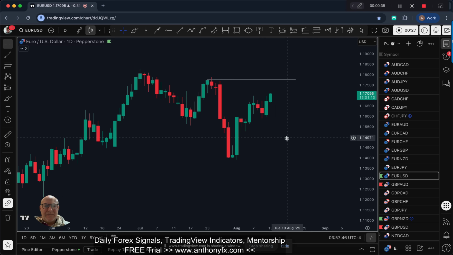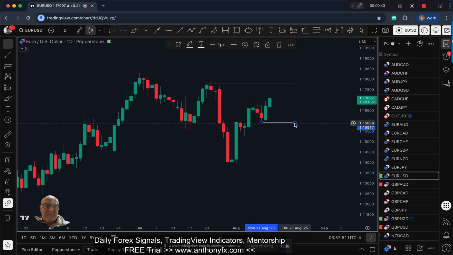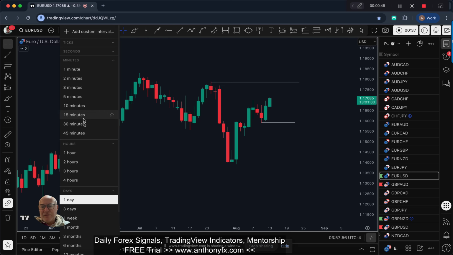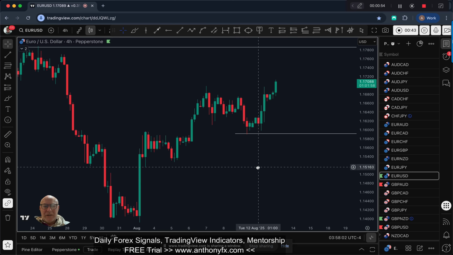This is the daily time frame. Let's just mark up a couple of levels. So we've got a low over here, and this high target area. Go down to the 4 hour, and I'm looking for an entry point.